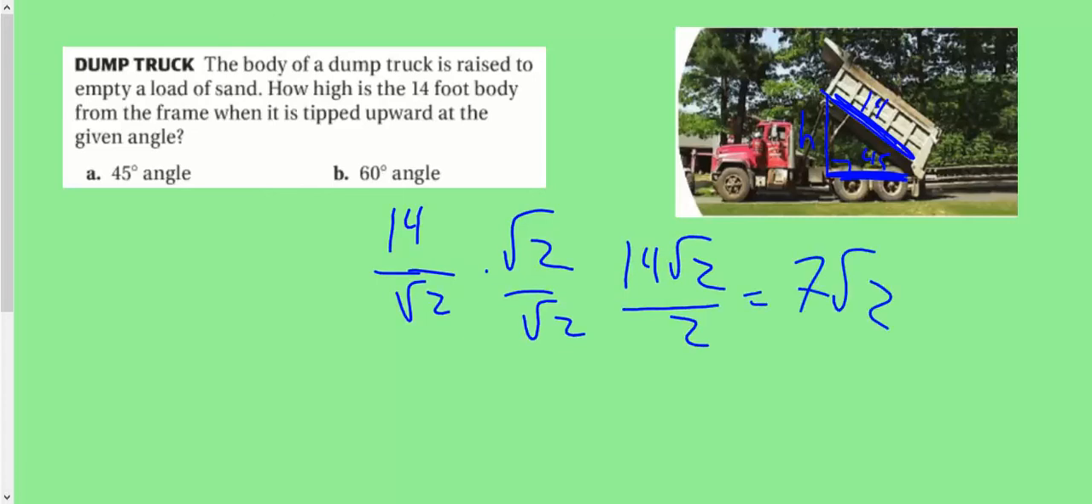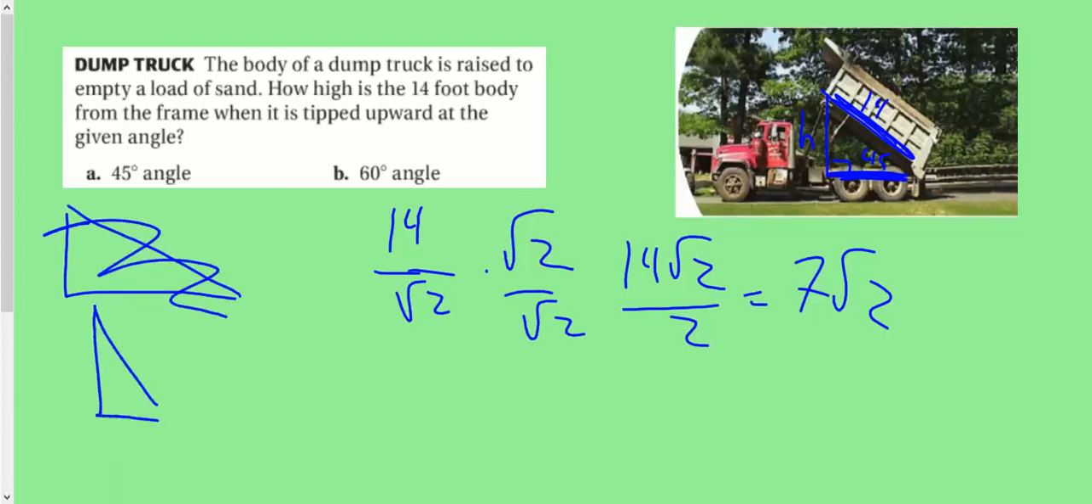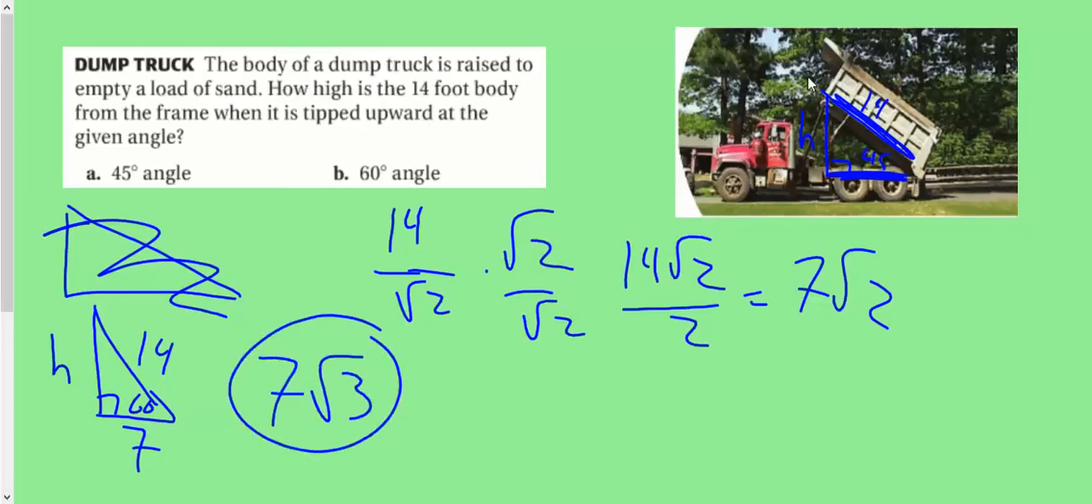And now we're going to change it to a 60-degree angle. I should draw this actually to scale so it makes a little more sense. And the dump truck did not change dimensions, still 14. We're looking for h. So I'm going to go from the hypotenuse to the shorter leg, which is 7, divided by 2, and then the shorter leg to the longer leg by multiplying it by the square root of 3. So that's that answer there, and that's that answer there.